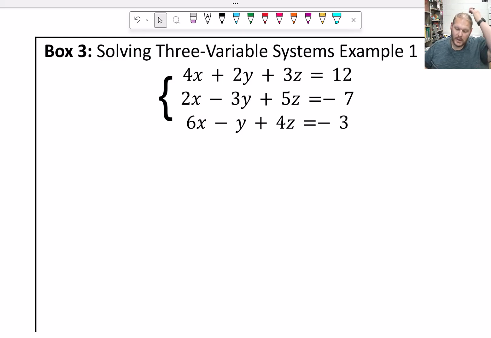For this first one, I'm actually going to show you elimination. That is the one that is, I think, more consistently clean answers. You're a little bit more guaranteed not to have to deal with fractions or decimals in your problem. So I actually tend to use elimination the most often when I'm dealing with a 3x3 system.